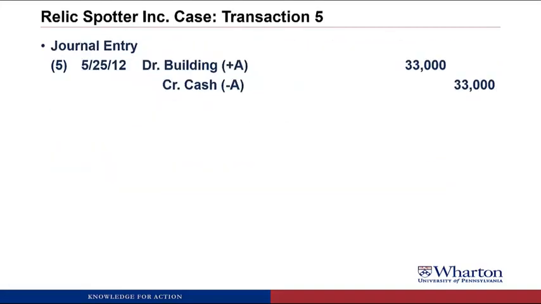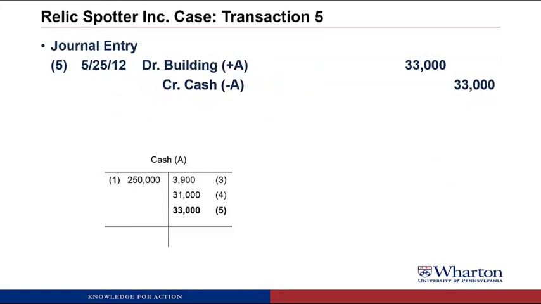Then we post this to T accounts. We add another credit to the right-hand side of the cash account and a debit to the left-hand side of the building account. So now the balance in the building is $85,000. I would tell you what the balance in cash is, but I can't do math in my head, so you'd have to figure that out on your own.